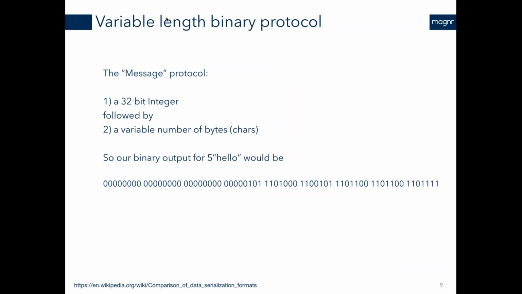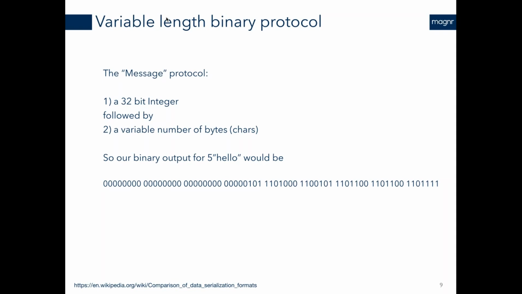So, okay, we've discussed fixed length protocols, but what about variable length protocols? So let's invent another protocol. We'll call it the message protocol. And this message protocol is a 32-bit integer followed by a variable number of bytes, or chars, characters.